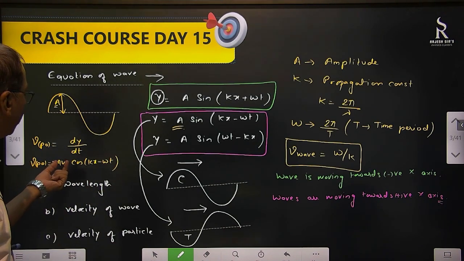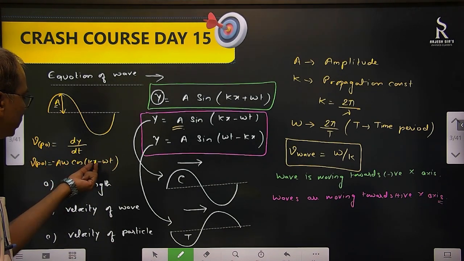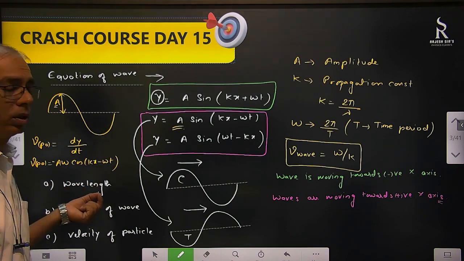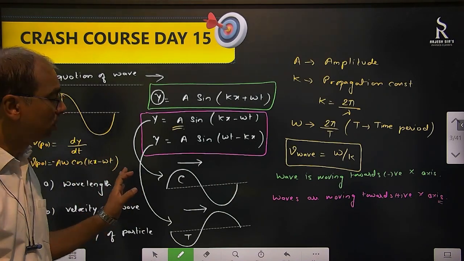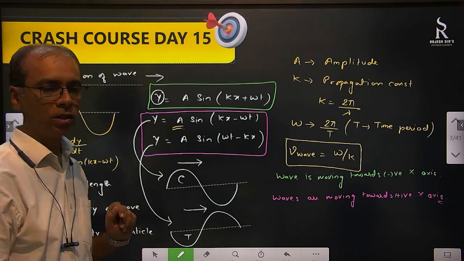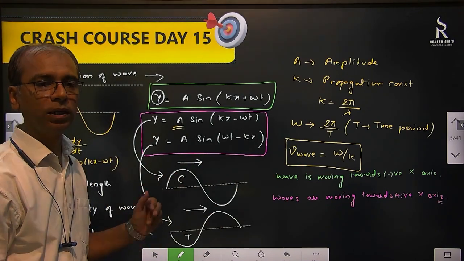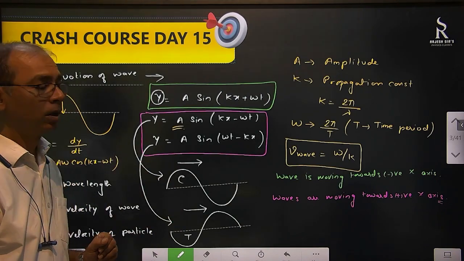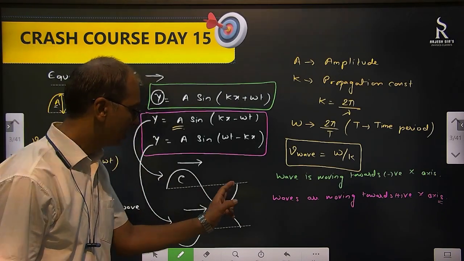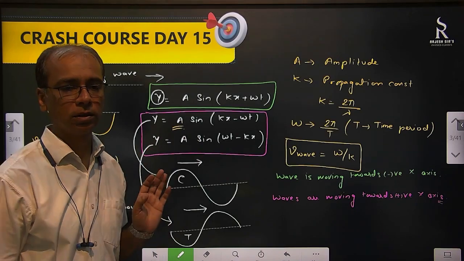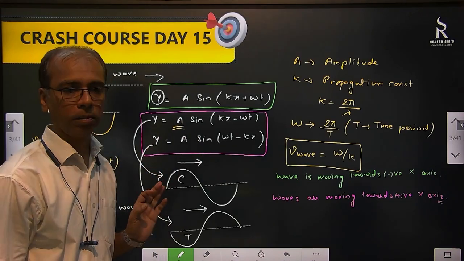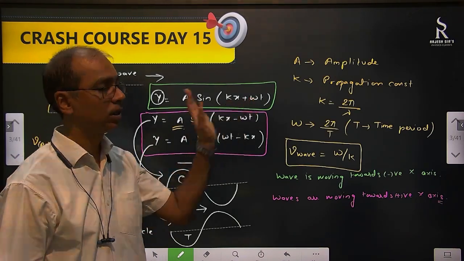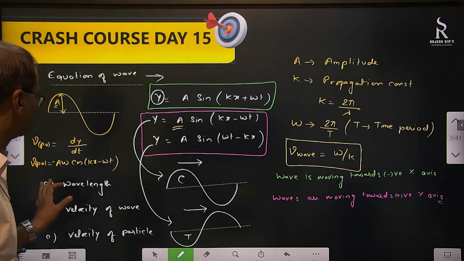Now, which particle's velocity is this? Because this is a function of x as well as t, this gives the velocity of all the particles which are there. Whichever particle you want, just put the x value and time value. That will give you the velocity of that particle at that instant. So that means this wave equation represents all the particles at the same time. That's why x is also there and t is also there. So this is the velocity of the particle.